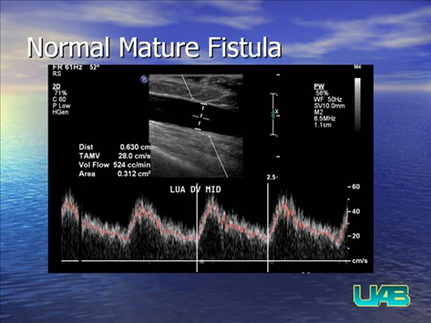Looking at the volumetric flow, we are over 500 milliliters per minute, as shown here, 524. So this would be something that we would call a sonographically mature fistula.